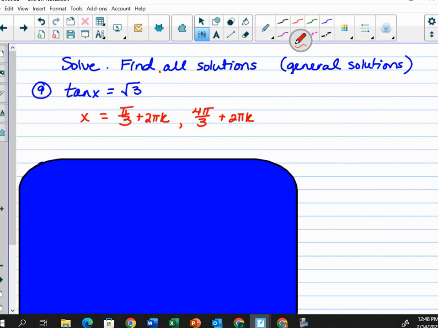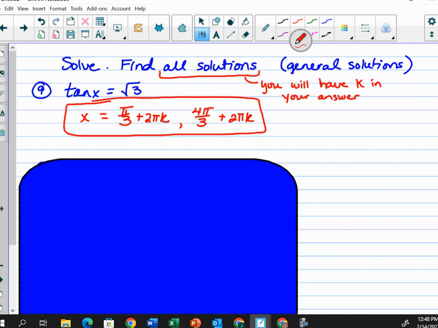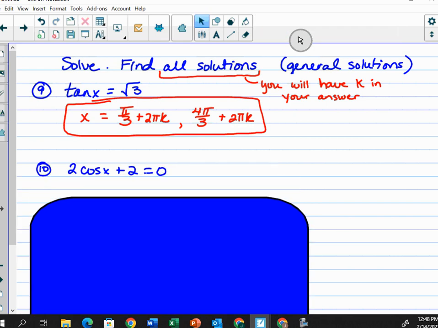When you see find all solutions, that means you will have k in your answer. k is technically positive and negative, so you're really going forwards around the circle and backwards around the circle. It covers everything. All right. Not really too much more than what we were doing. All right, you guys try number 10 for me.